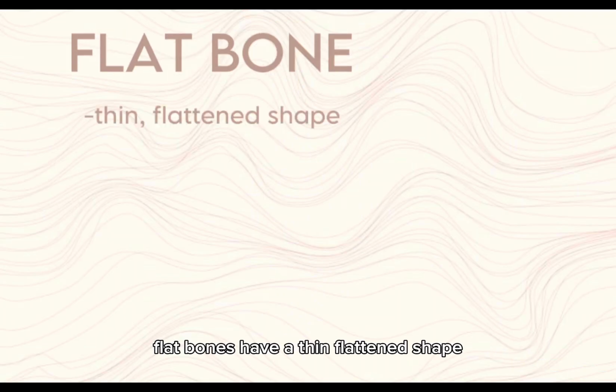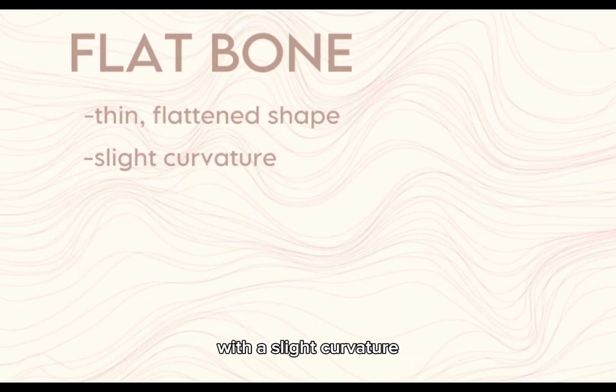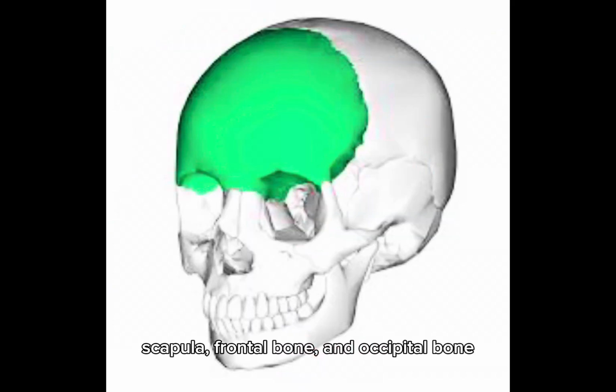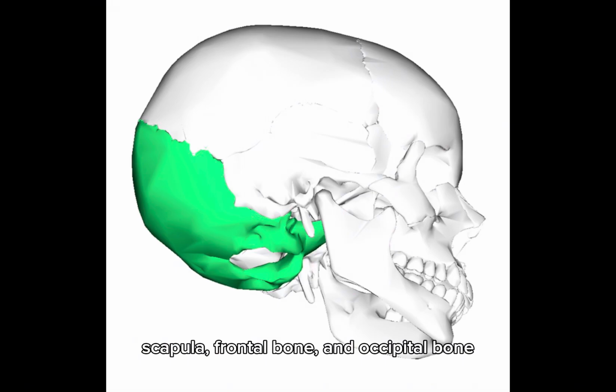Flat bones have a thin, flattened shape with a slight curvature. Some examples of flat bones are the scapula, frontal bone, and occipital bone.